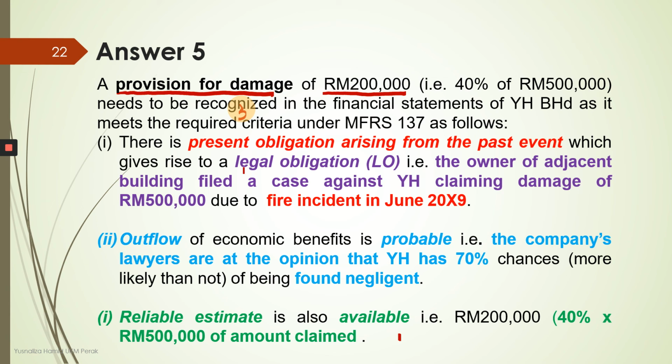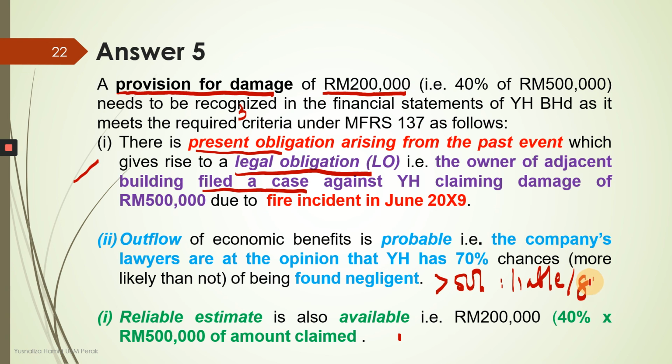You need to explain that there is a legal obligation. Why? The owner has already filed a case claiming for the damage because of the past event. Remember, red is for the past event. And second one, after explaining that, you need to talk about outflow, whether probable or not. If it's not probable, that will give rise to our next section, which is contingent liability. But this one is probable, chances of more than 50% that we will be held liable or will be found guilty, right?